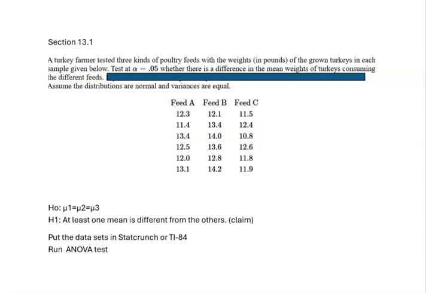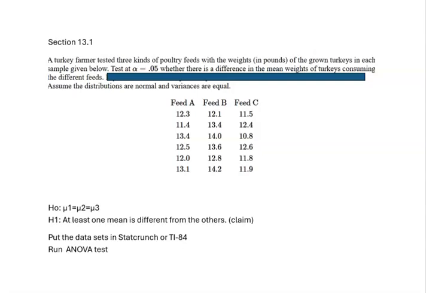Here's an example of section 13.1 using StatCrunch. This is pretty much what you need to know in section 13.1. A turkey farmer tests three kinds of poultry feeds, with the weights in pounds of the growing turkeys in each sample given below. Test at alpha equal 5% whether there is a difference in the mean weights of turkeys consuming the different feeds. Assume the distributions are normal and variances are equal.